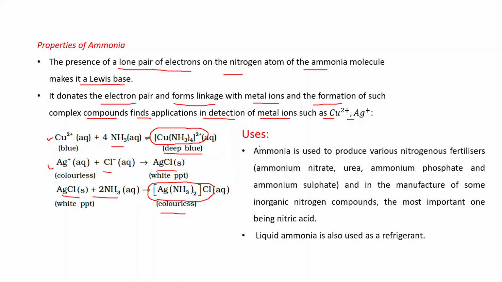Okay, usage of ammonia. Ammonia is used to produce various nitrogenous fertilizers like ammonium nitrate, urea, ammonium phosphate, ammonium sulfate, and in the manufacture of some inorganic nitrogen compounds, the most important one being nitric acid. And liquid ammonia is also used as a refrigerant.